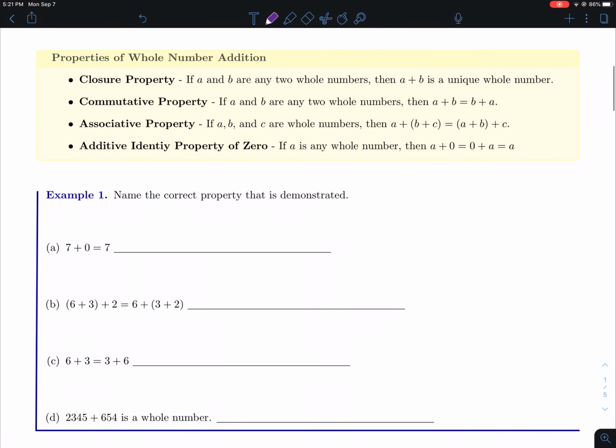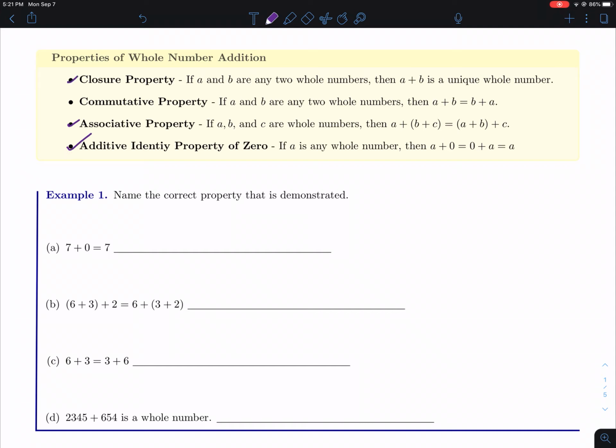So now let's talk about some properties of addition. So these may look familiar. You may actually take them for granted and not realize what they mean, because we do sort of take these things for granted every once in a while. But there are 4 properties of addition that we want to talk about. So there's the closure property, commutative property, associative property, and then the additive identity property of 0.